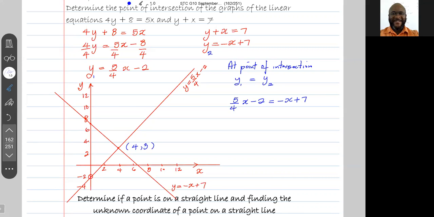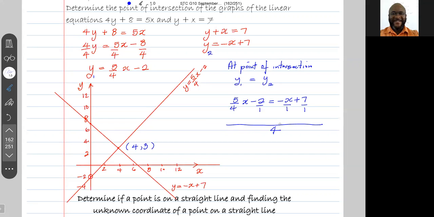I'm going to find the LCM, use the LCM, and then discard the LCM. At the point of intersection, these two lines are equal, and this only occurs at the point of intersection. So if I solve this equation, I'm going to get the value of x at the point of intersection. The LCM is 4.